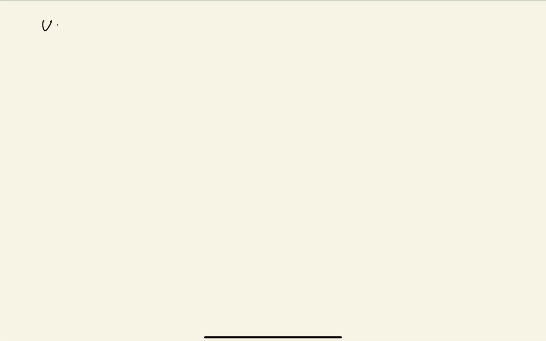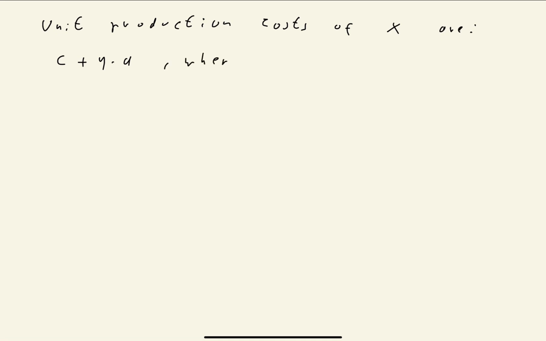So the unit production costs of X are C plus eta times A, where eta is strictly larger than 0.